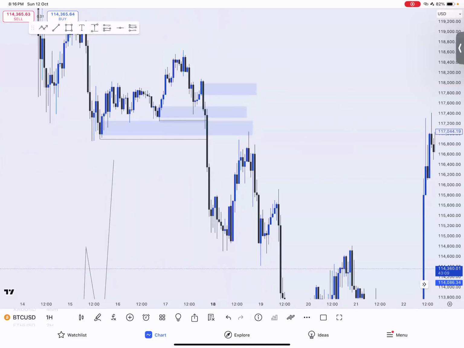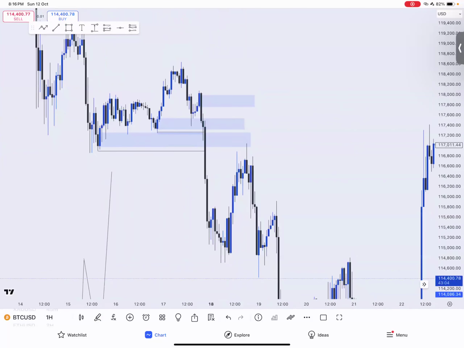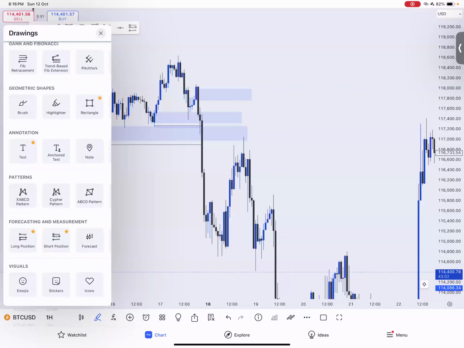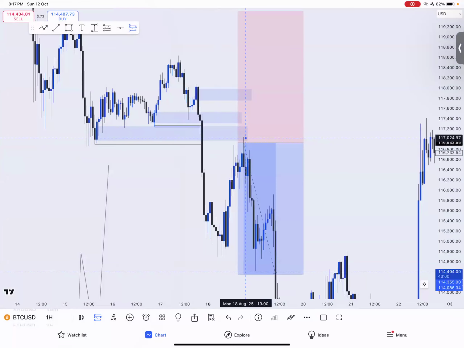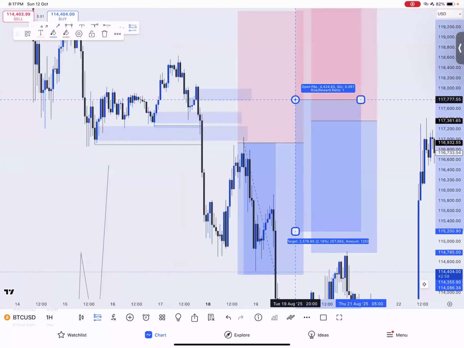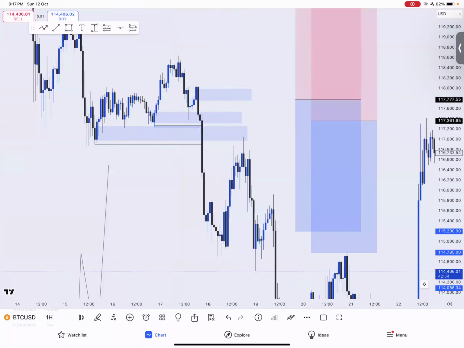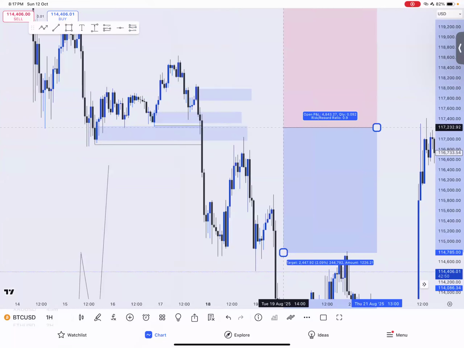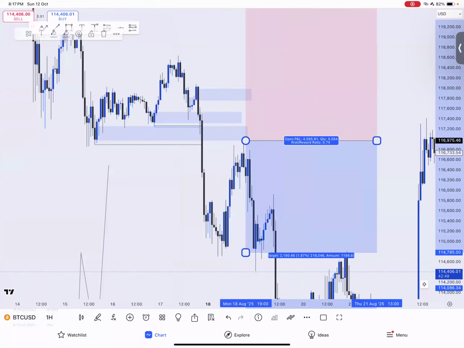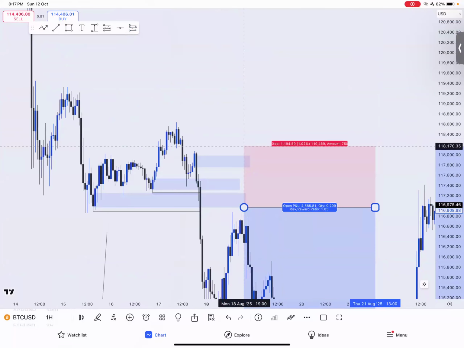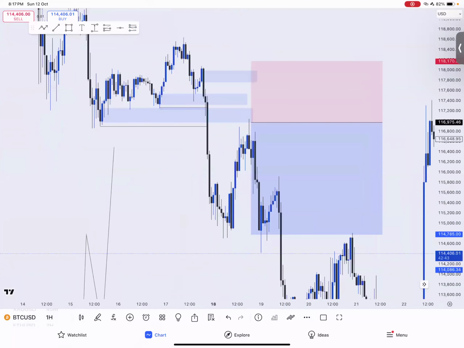I have this breaker block here. I have this breaker block here. I have this other block here. What do I do? Some people will go to the extent of putting a sell here, another sell here, and another sell here. Then if this one hits stop loss, they'll move to the next one, and if the next one hits stop loss, they'll move to the next one. Some will even go as far as placing their entries at the first one, but making sure their stop loss covers everything here. That's what some people do.